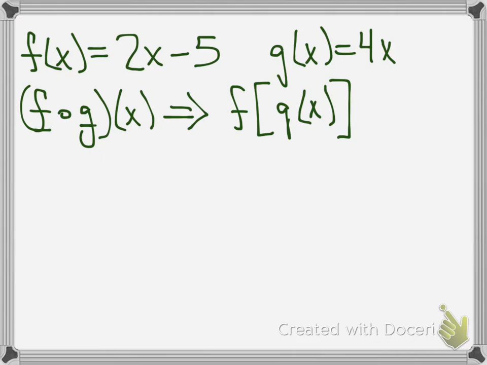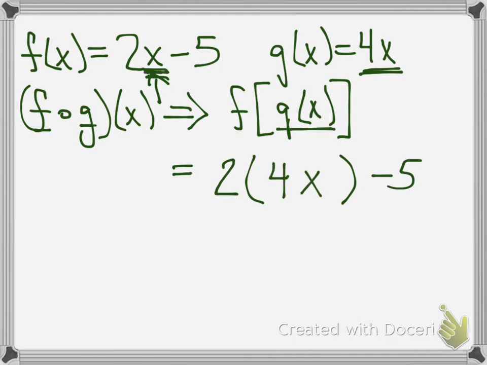Okay, what that means is that instead of having an x here, I'm going to put 4x in place of that x right there. I'm going to substitute it in, but I'm going to keep everything else the same. So notice here, I've just gotten rid of the x. What am I going to put in place of the x? I'm going to put in place what g was, which is 4x. And then I could distribute and get 8x minus 5, and that is the composite. That is the combining of the two functions.